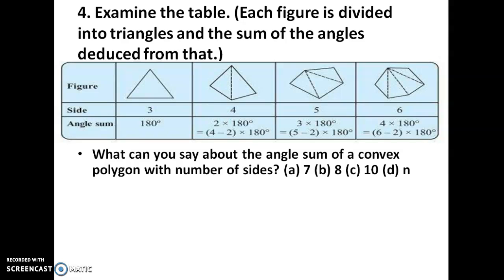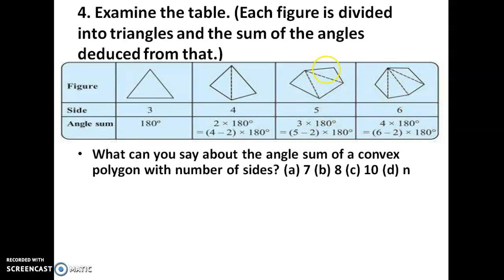In this example, what they have done is, like a triangle, then two triangles are attached. A quadrilateral is divided into two triangles. Then this is a pentagon, which they have divided into three triangles, and its angle sum is calculated. Then here, four triangles. Like that they have given one example. So we have to find out.